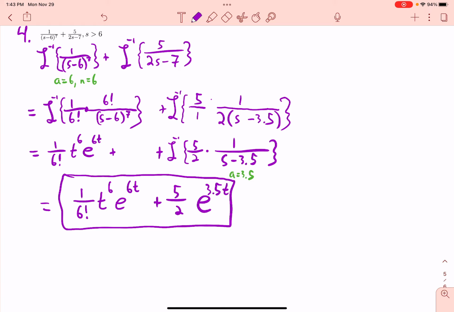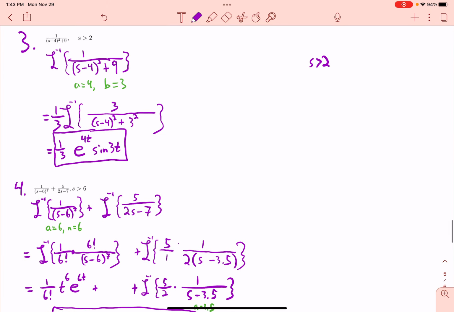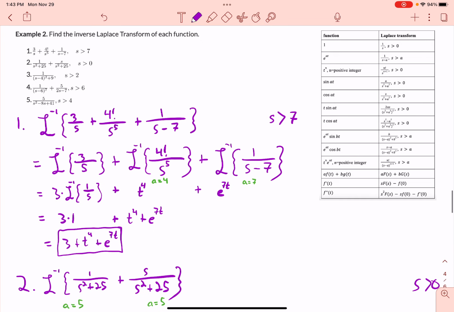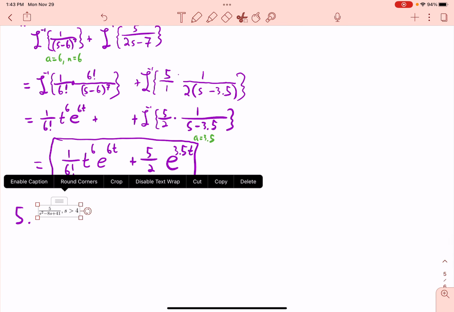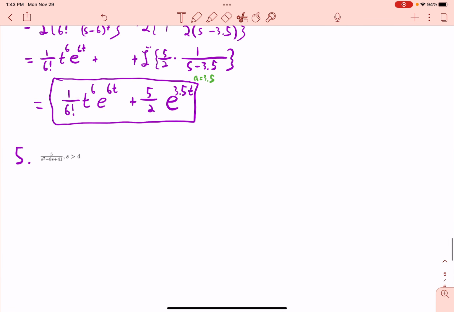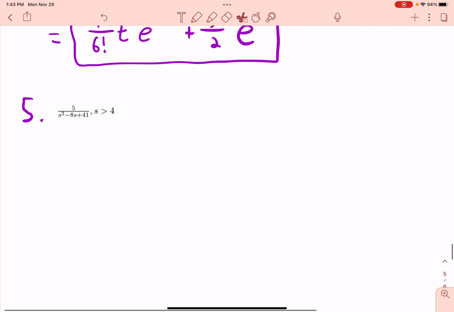Okay. Let's take a look at number 5. Here the function is 5 over s squared minus 8s plus 41. So let's go ahead and try the inverse Laplace transform of this.